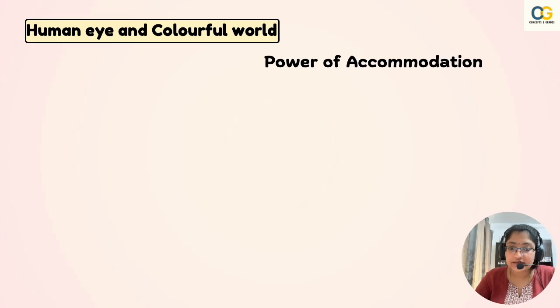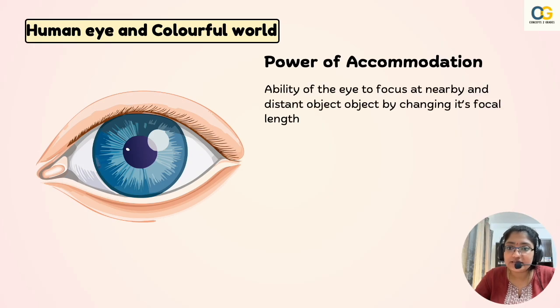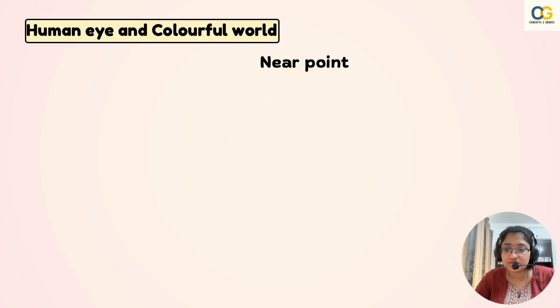Okay. So the next thing is the power of accommodation, which is the ability of the eye to focus on nearby and distant objects by changing its focal length. So the ability of the eye to focus can keep moving. How does it change its focus? It uses the ciliary muscle.